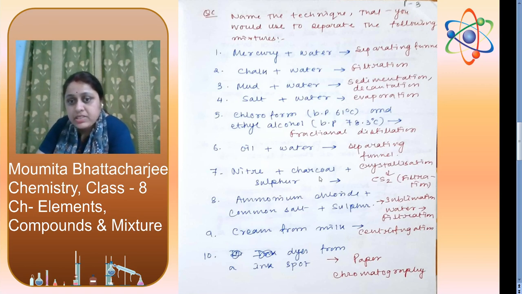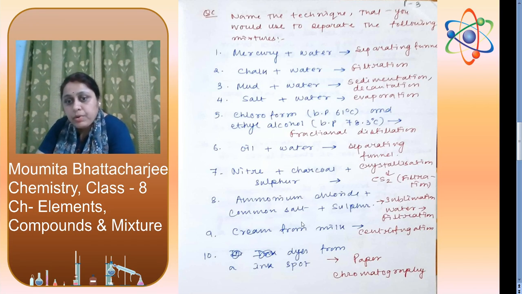Next one, niter plus charcoal plus sulfur. What is niter? Niter is potassium nitrate. It's a crystallization salt. So the first process we will follow is crystallization. We will heat, and after heating, we will cool it. So niter, that is potassium nitrate, will be crystallized out, and the remaining mixture will be charcoal and sulfur. We know sulfur is dissolved in CS2, carbon disulfide. So if you pour CS2, sulfur will be dissolved and charcoal will be left on the filter paper as residue.